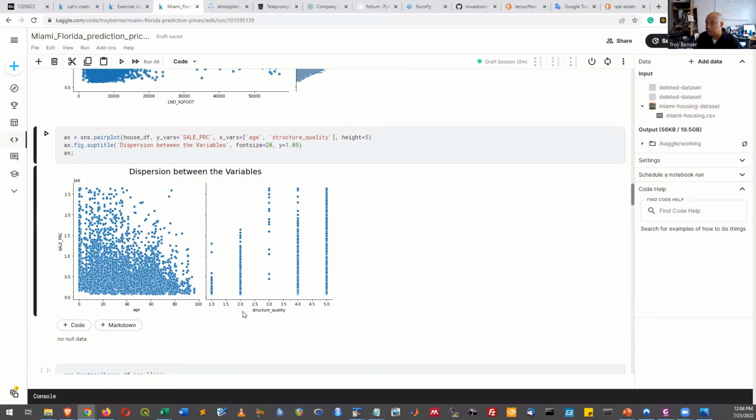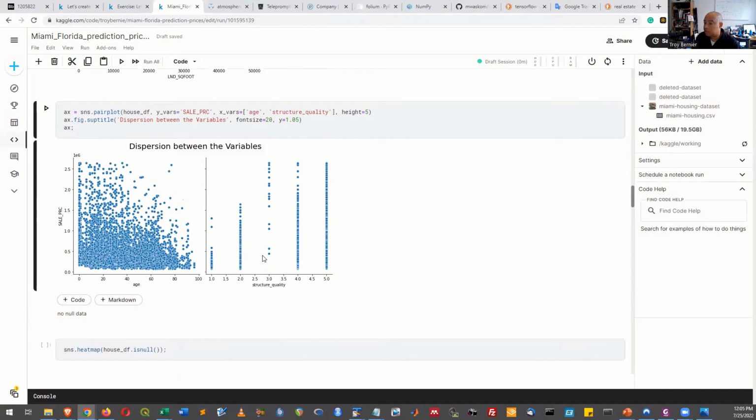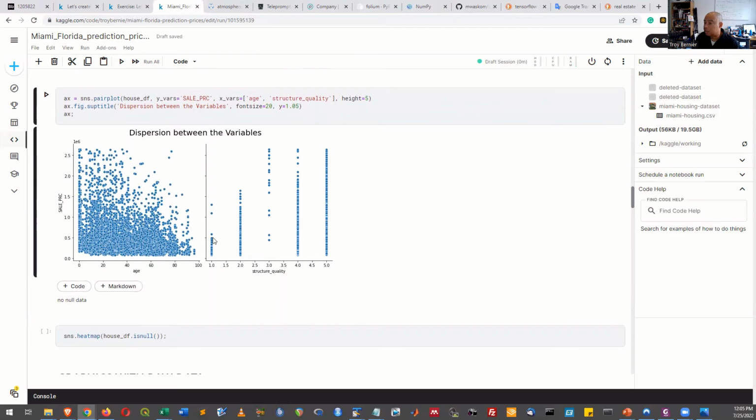And the reason why there's gaps is because the structure quality is integers. They're not float values. So it's 1, 2, 3, 4, 5. That's why it's this way. And once again, you have to understand your data for that to take place. And we don't have any null data. Okay, there aren't any gaps.